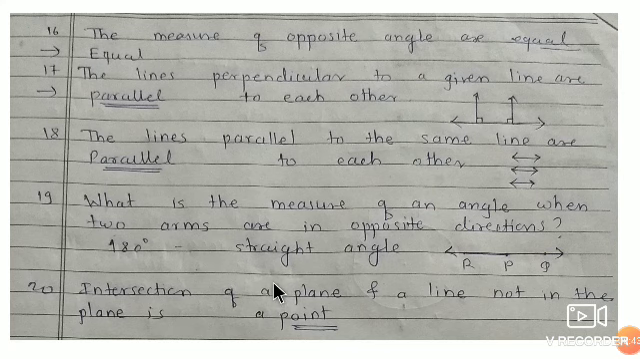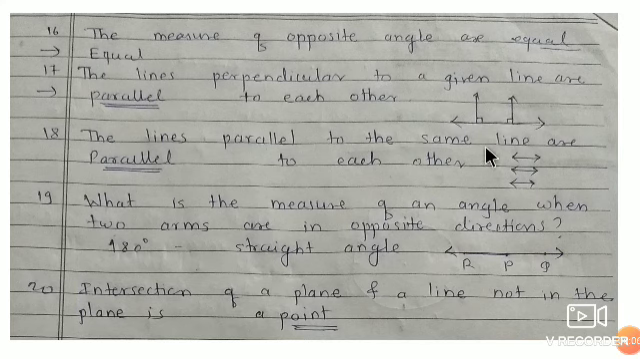The measure of opposite angles are equal. The lines perpendicular to the given line are parallel to each other. If this is the line, and if we draw two perpendiculars to the given line, then these two perpendicular lines are parallel to each other. So the answer is parallel.